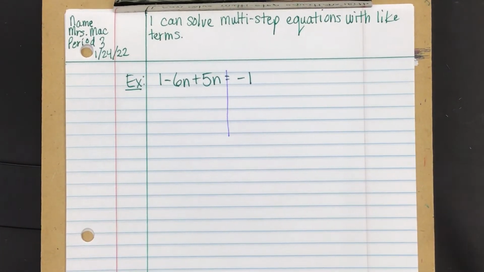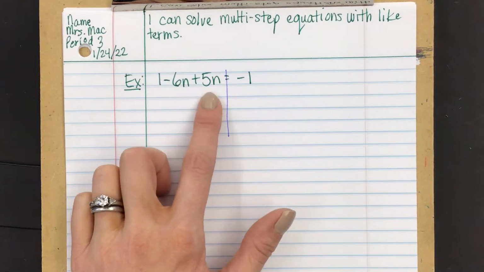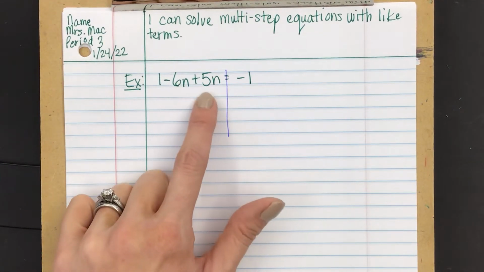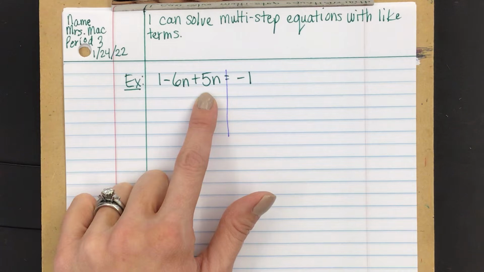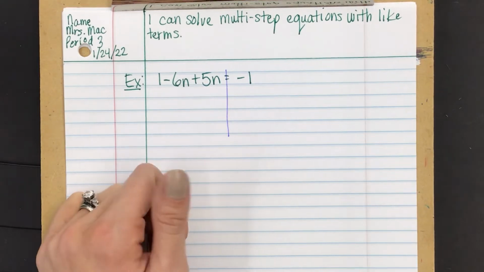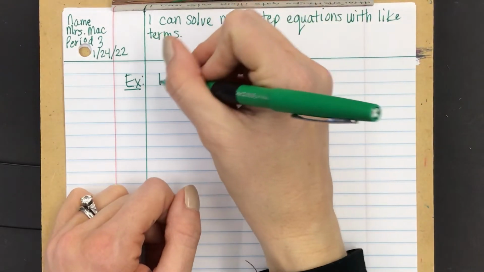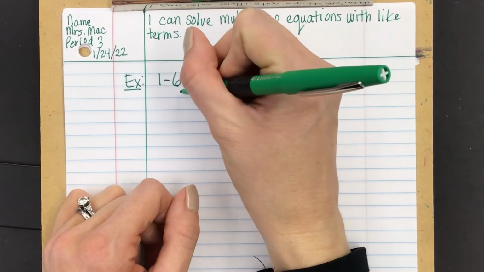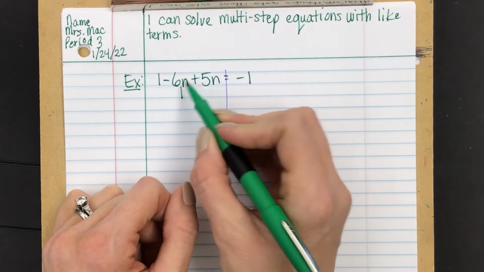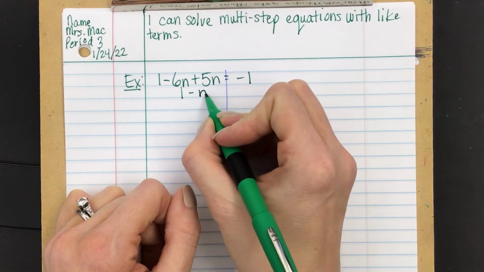Okay, first thing we're going to do is we're going to combine our like terms. So we have like terms here and here. So what is negative 6n plus 5n? It shouldn't be 11 because this is a negative and this is a positive. Yeah, negative 1n. And if it's a 1, you don't actually have to write the 1. So we can bring this part down because we didn't do anything with that. And then negative 6n plus 5n is negative 1n or just negative n.